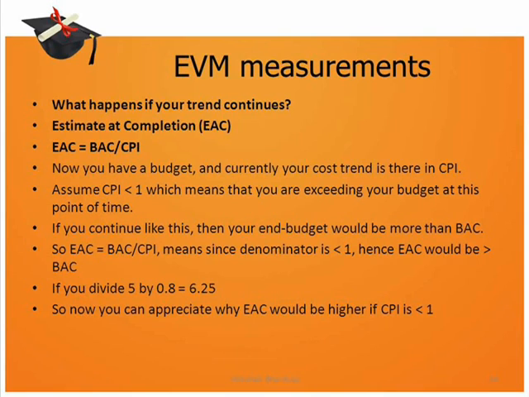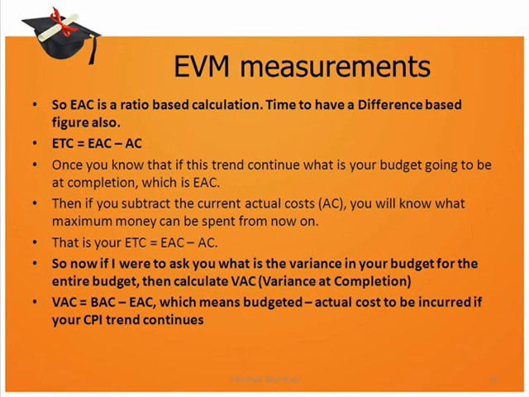Now EAC is equal to BAC upon CPI. In simple maths, if denominator is less than 1, then EAC has to be greater than BAC. For example, if you divide 5 by a fractional value like 0.8, the answer is 6.25, which is greater than 5. So now you can appreciate why EAC would be higher if CPI is less than 1, which also means that if your CPI is less than 1 and you are over budget, then obviously your end budget has to be more if the trend continues.